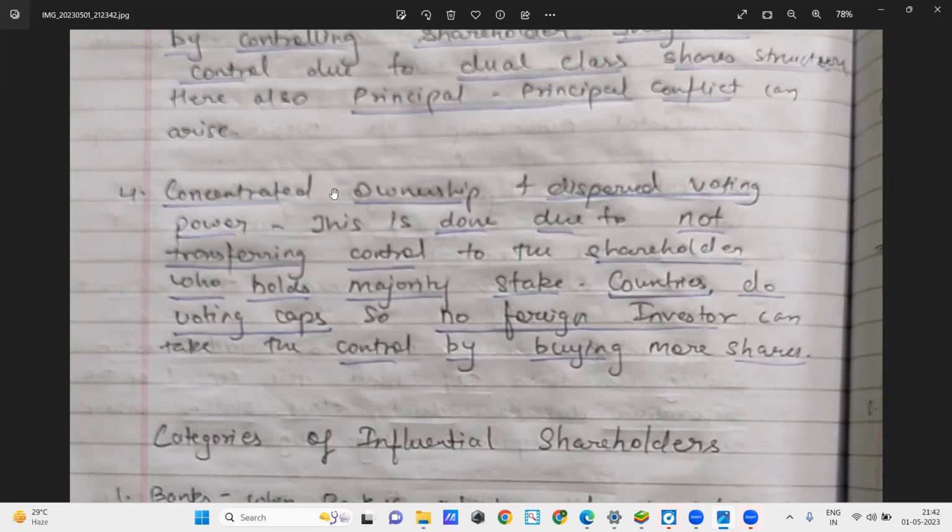So there's concentrated ownership. Even though he has the majority of the shares, he has less voting rights as compared to the family members or the founders or the promoters.